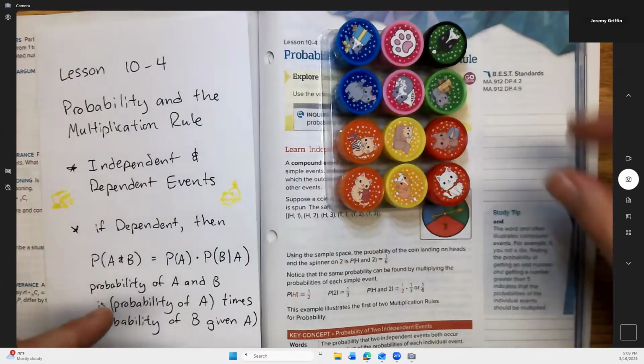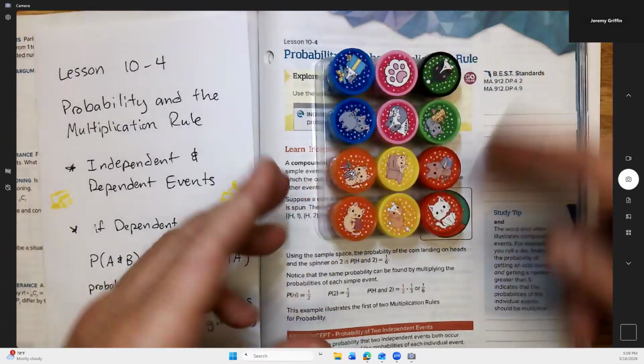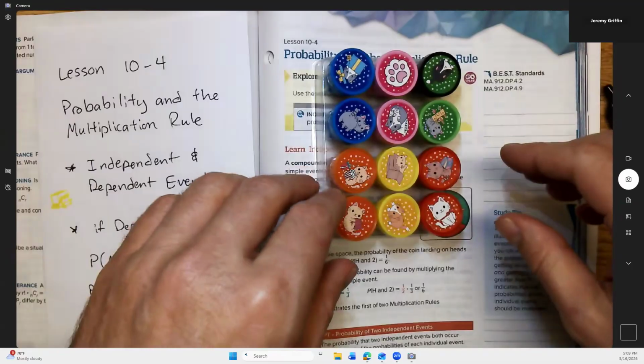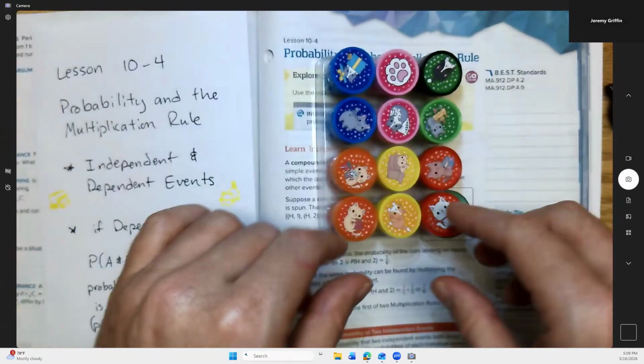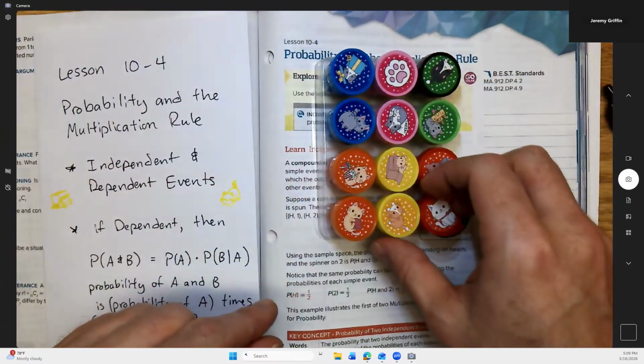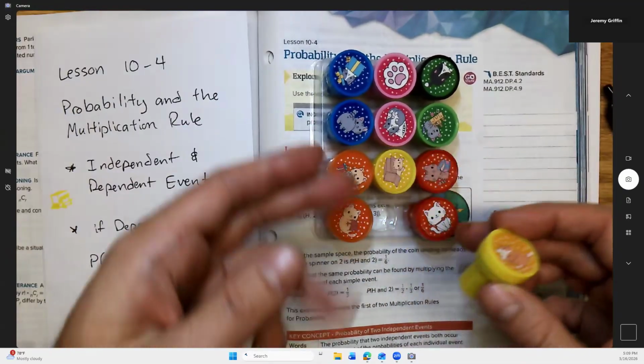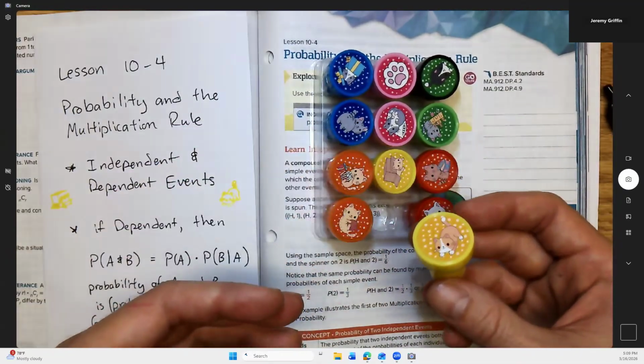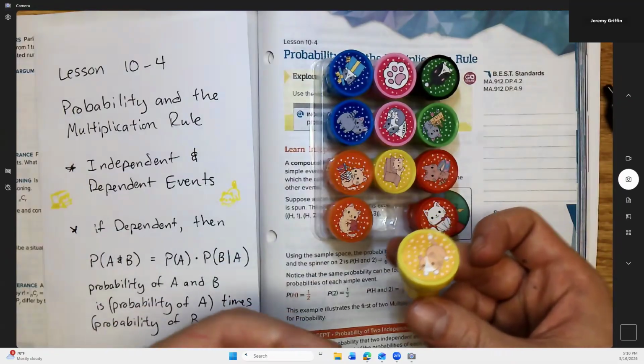So here I have this box of kitty stamps. And they're different colors. So what if I blindfold myself and mix these all in a bag and I randomly pick out one? What's the chance that the first one I pick is yellow? Well, there are 12 stamps and two are yellow, so it'd be 2 out of 12, which would reduce to 1 out of 6.